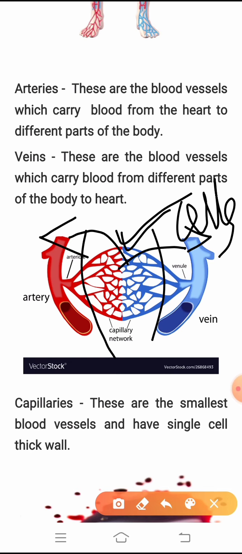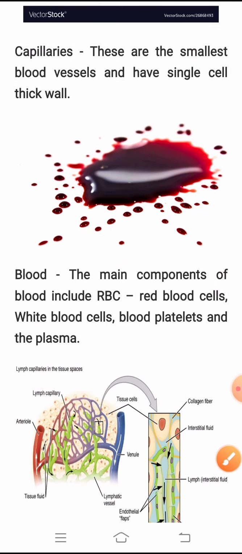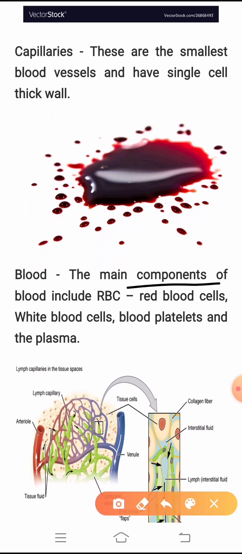From the tissues they receive and they supply to the cells. Okay, hope you understood. So next, moving to the blood. So what is blood? Already you know that blood is everywhere inside our body, right? Every part of our body consists of blood. So this blood mainly has some components. The components of the blood are the RBCs, WBCs, platelets and the plasma.